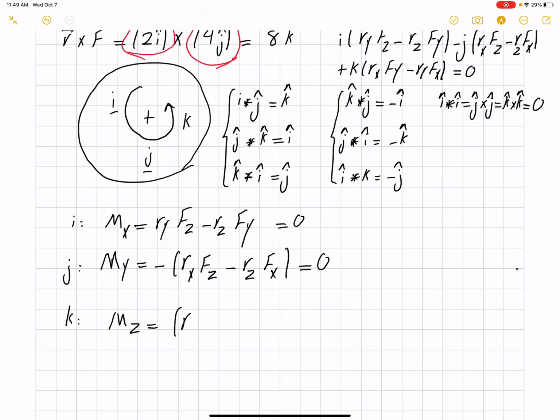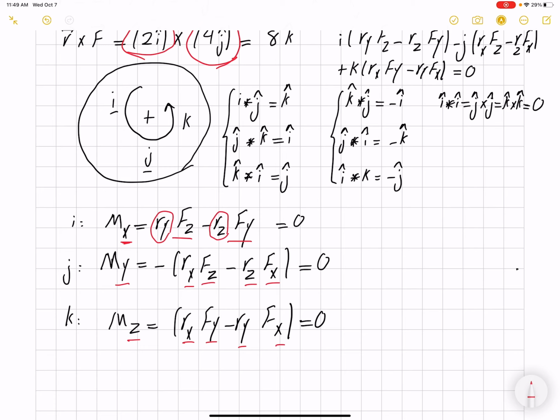Then we have rx fy minus ry fx. So one thing to pay attention to here is that when we want to find mx, we only have forces fz and fy. So fx is not going to create a moment about x. Also, we don't have any position vector in the x direction. It's z and y. When we go to y, all we have is x and z. For z, we have x and y.